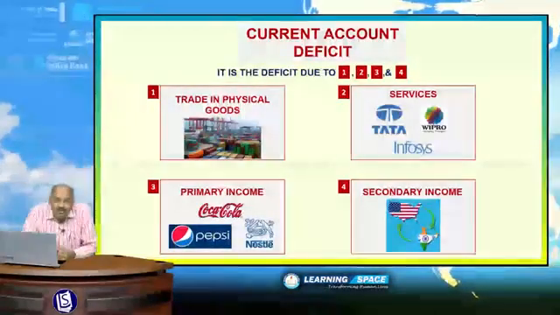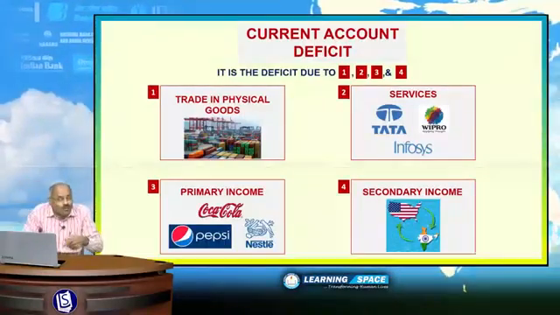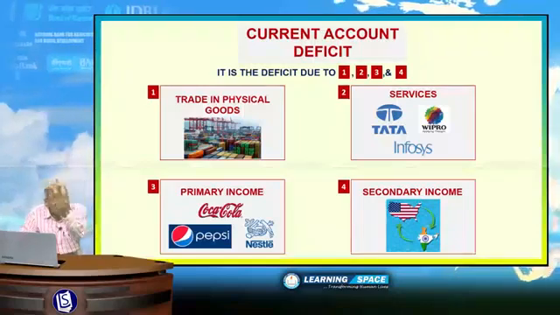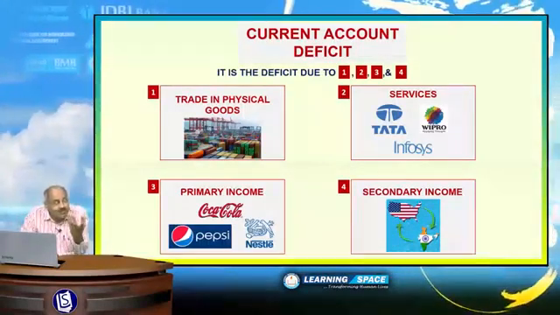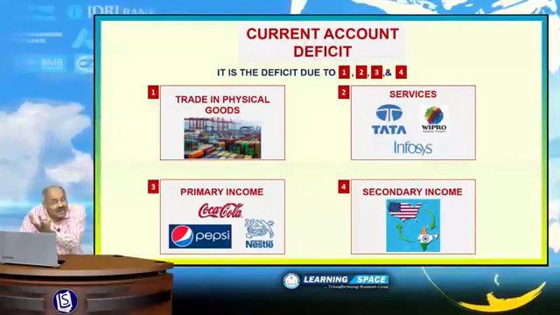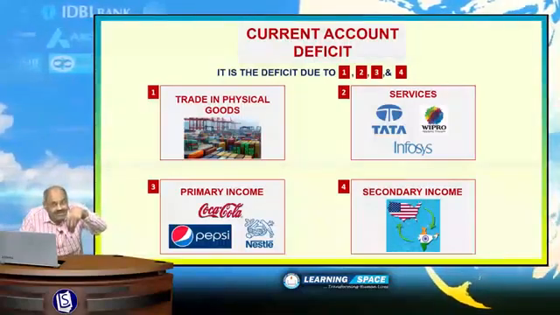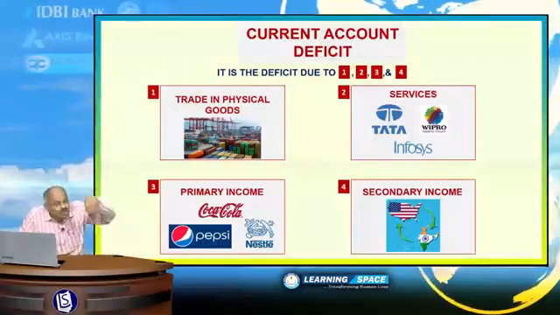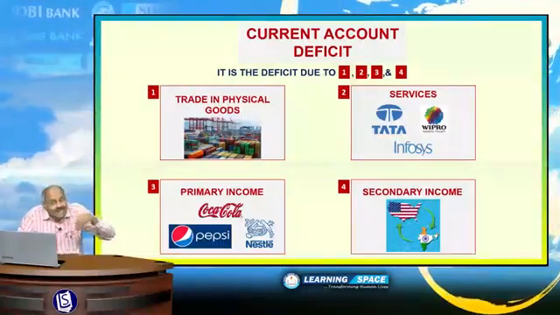What is current account deficit? Current account deficit is the sum total of these four items. That is the trade in physical goods. Second one is services. Third one is primary income. Fourth one is secondary income. These four put together is termed as current account deficit. If it is surplus, we call it surplus, but we are mostly into deficit. That's why this term originated. That is current account deficit.